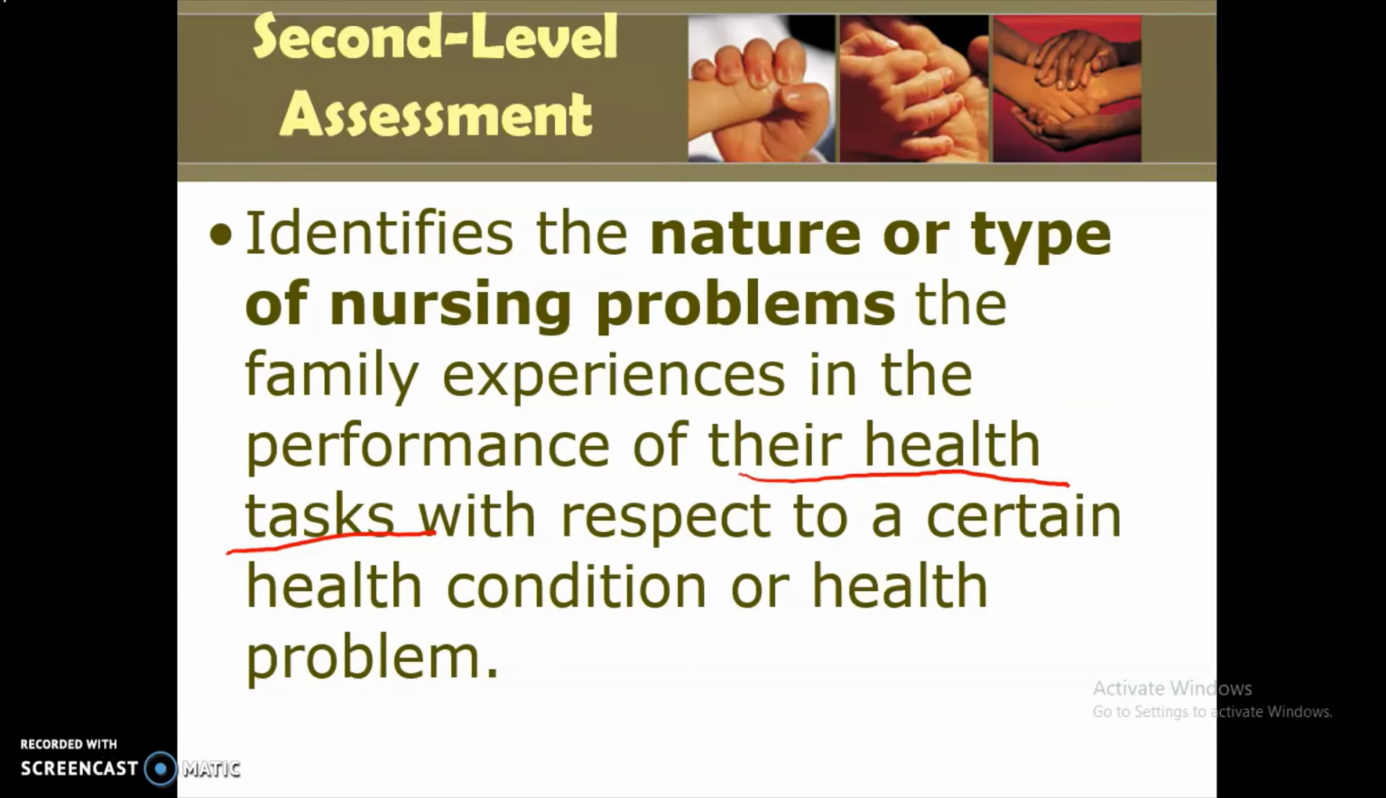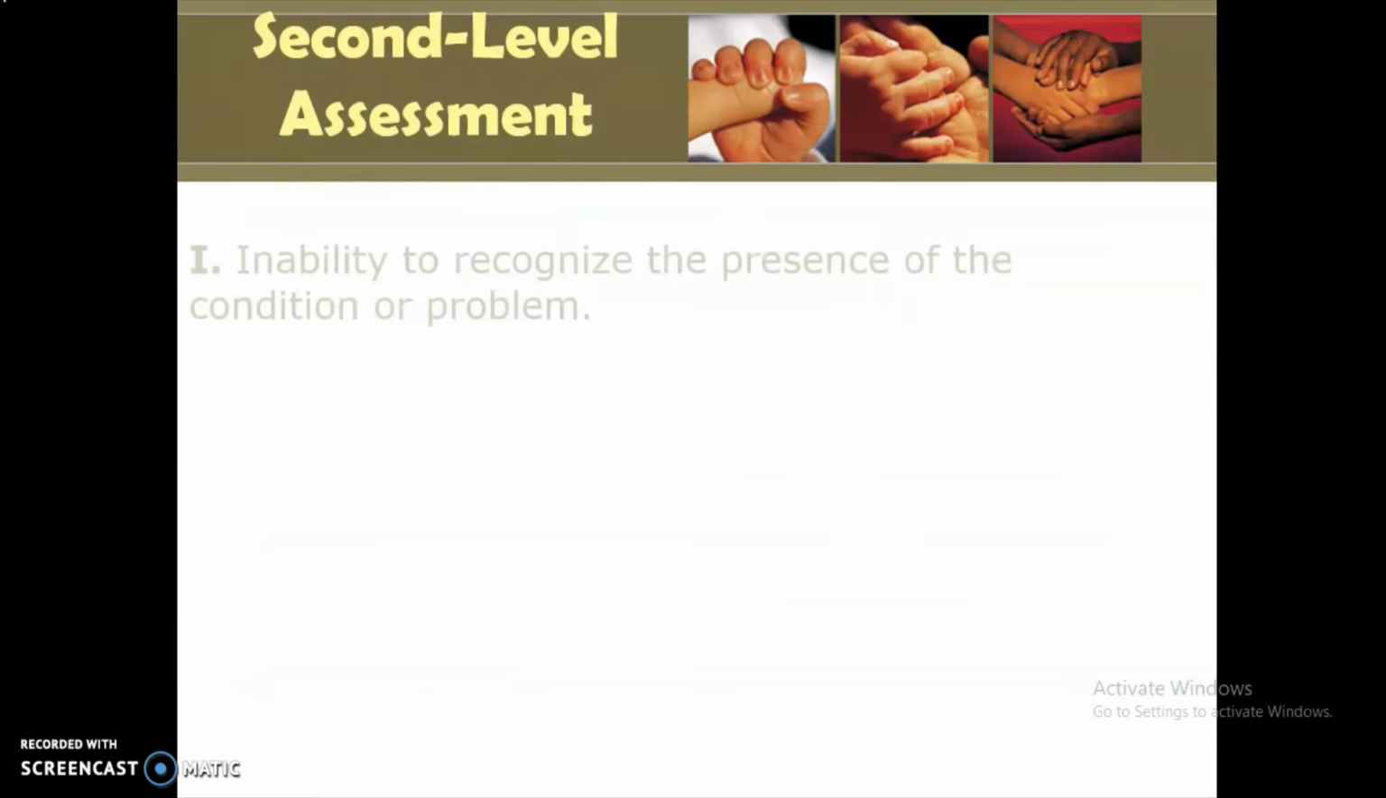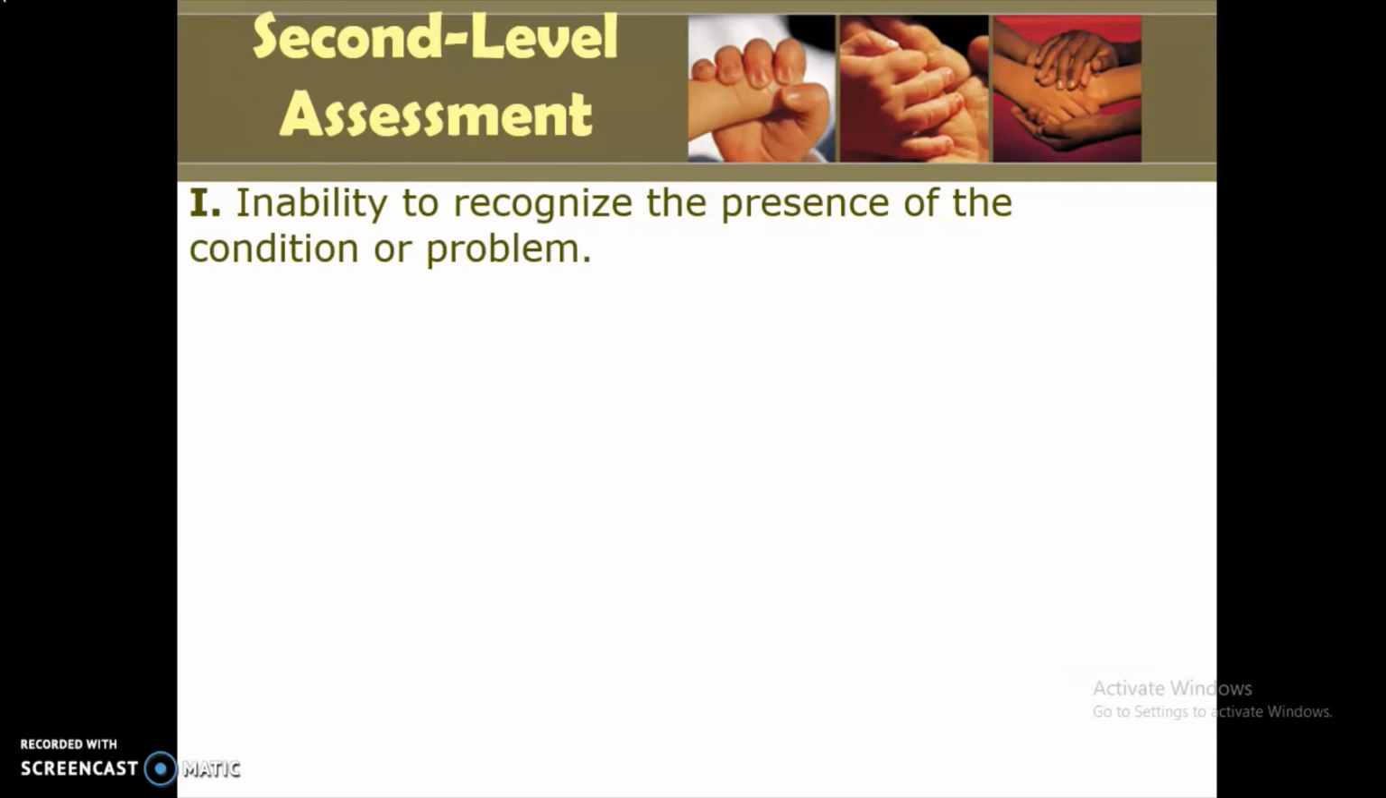So ano nga ba yung mga problems na ito, sir? Okay, there are actually 5. Number 1 is the inability of the family to recognize the presence of a condition or a problem. So basically, hindi nila ina-identify or dinideny nila the presence of the condition. That is an example of the inability to recognize.